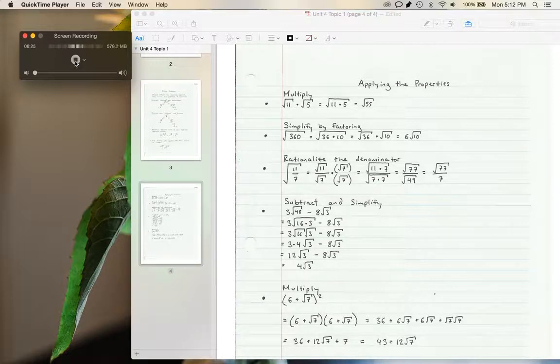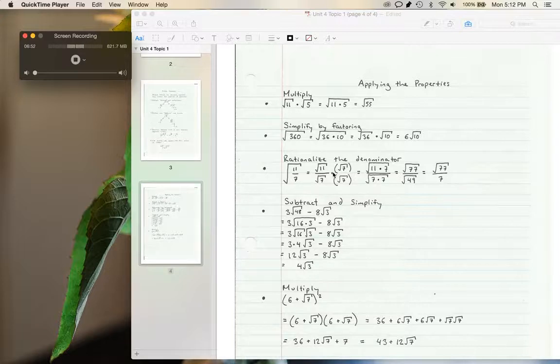So the first example says to multiply, and we're supposed to multiply the square root of 11 times the square root of 5. Now remember that radicals distribute over multiplication. We can move them around any which way we like. So I can consider this to be 11 times 5 under the radical. And I know that 11 times 5 is 55, so the square root of 55 will be my answer.